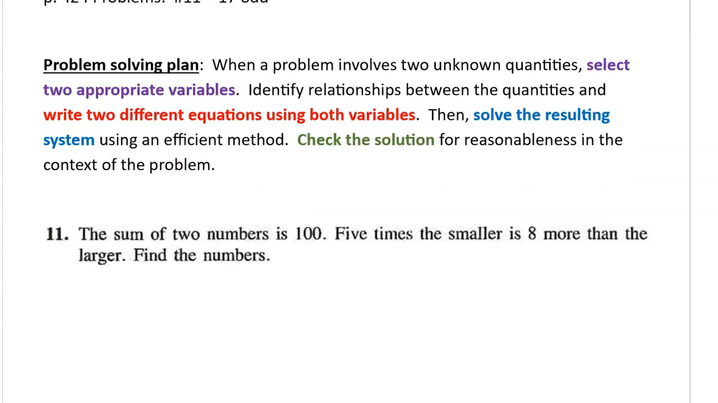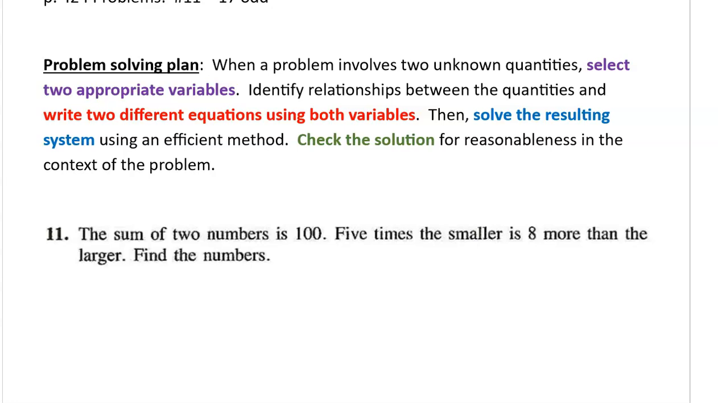Now the problem-solving plan is on screen. Select two appropriate variables. Usually you pick letters of the alphabet that correspond to something in the story. Then write two different equations involving the variables. After you've written the equations, solve the system, and then check the answer against the story problem to make sure that it makes sense. Our first one is number 11.